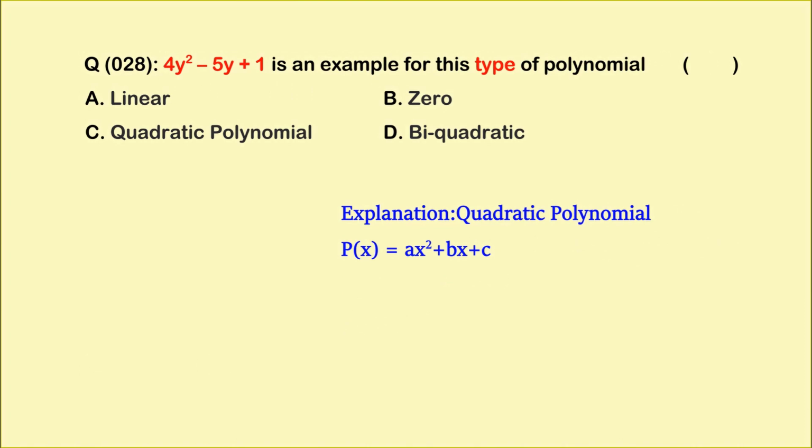Question number 28. 4y square minus 5y plus 1 is an example for this type of polynomial. So you know the quadratic polynomial, the standard form of the quadratic polynomial is ax square plus bx plus c. So it is also the same. So it is a quadratic polynomial. So the right answer is C.